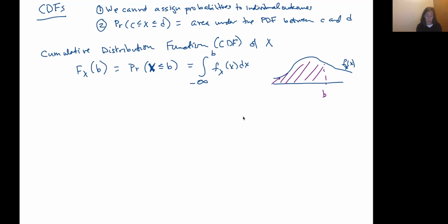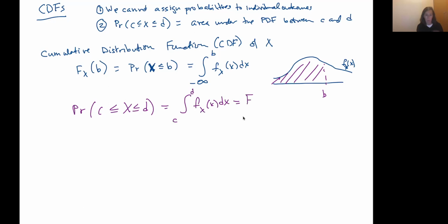Okay. And yeah, so some other things I want to say about CDFs here. If we want a closed interval, okay, so this probability that X is between C and D, that's just going to be the integral from C to D of the PDF with respect to X.